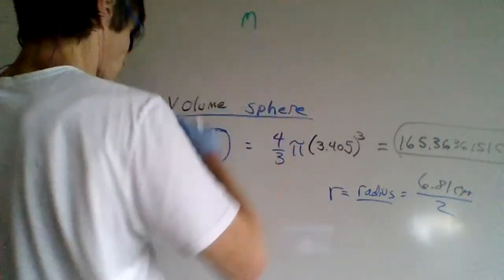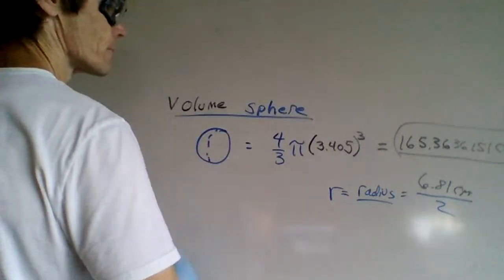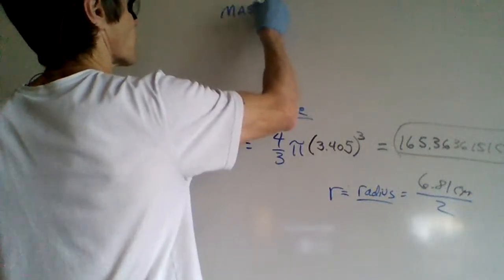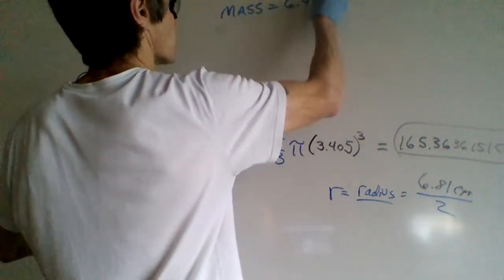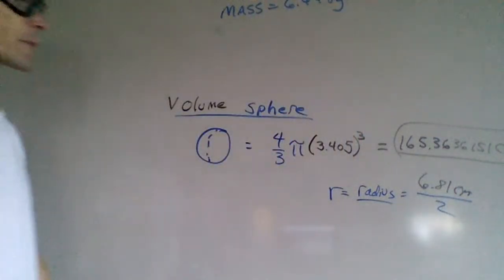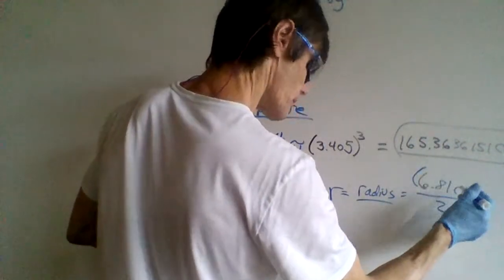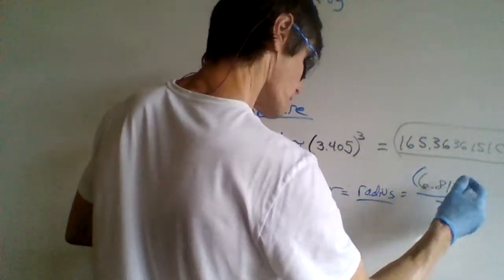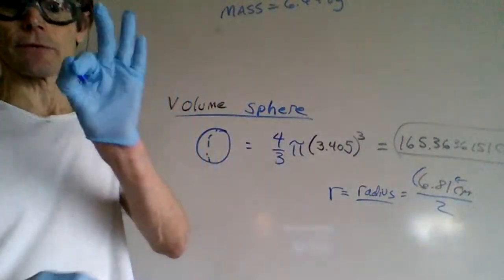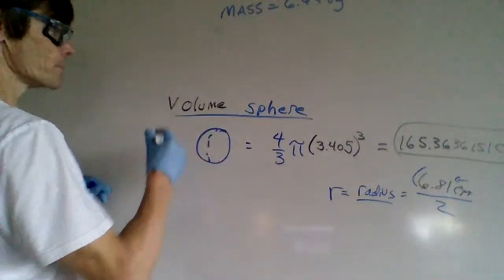Oh, that marker's not that good. 6.448. Okay. So just remember this limited us here. This radius was 6.81 centimeters. We're going to limit our final answer to 3 significant figures. And let's calculate the density. Are we all good?